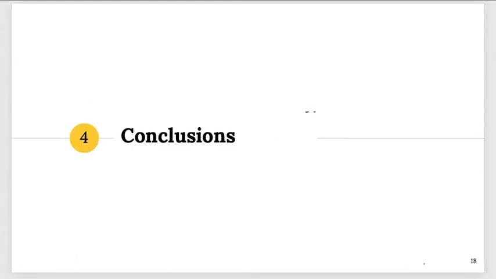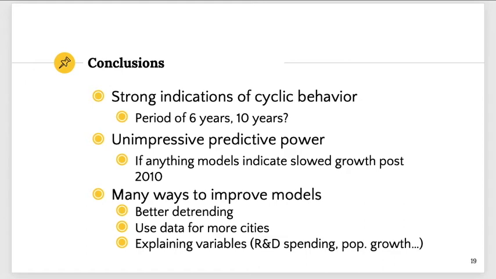So the final conclusions are that there are strong indications of cyclic behavior. The periods seem to be 6 years and 10 years, that's at least what I believe, but perhaps this could be a mix-up and it's somewhere in between, but they seem to be different cycles going on. The predictive power is pretty unimpressive in my view, but if we're going to learn anything from them, it seems that the growth might slow down after 2010, which I haven't been able to verify. But that's what the models are telling us about the future. But we've also seen that they were not spot on for earlier periods.